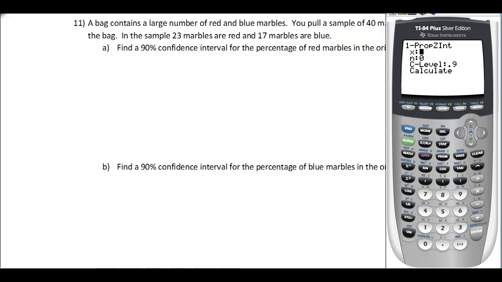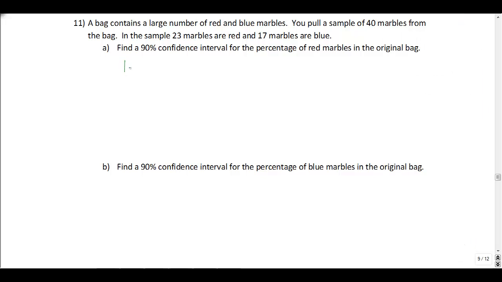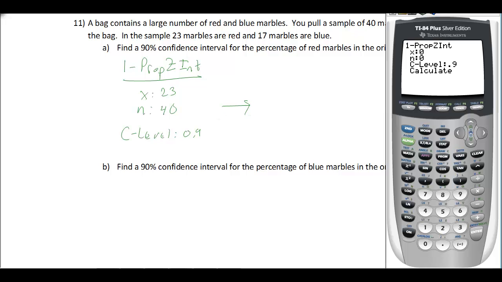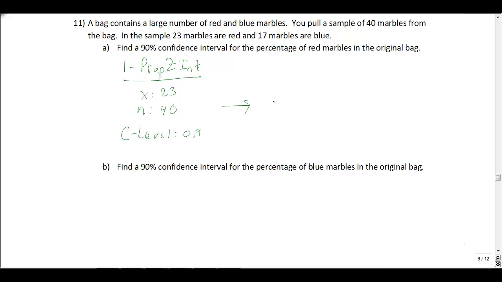So what I'm going to do, this is just x, so let me write this down. 1 prop z, because there's a standard normal distribution beneath this, so that's a z. I just put in x, n, and my C level. So x is 23 red, 40 overall, and my confidence level is 0.9 from the last problem. I get 0.44643.